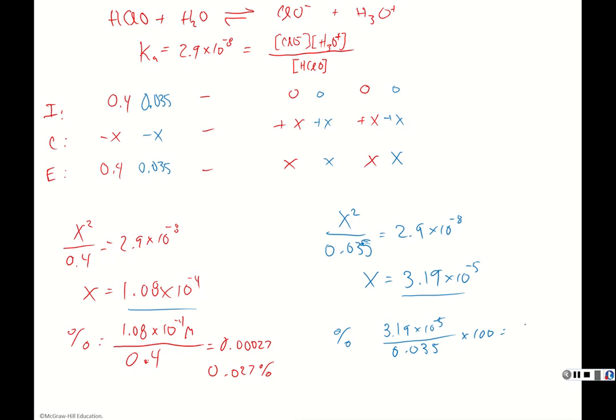So that would be 0.0911%. And you'll notice the absolute concentration of this is smaller, but the fraction that's dissociated is actually larger. So the more dilute that acid is, the higher the fraction it will dissociate. And that's what was being explained on that previous slide.